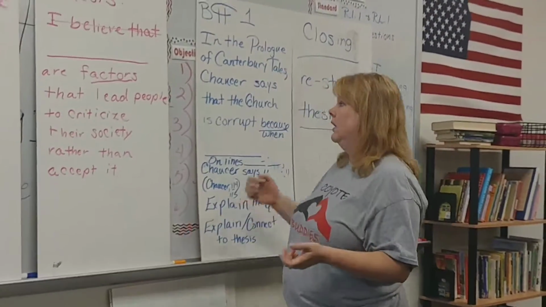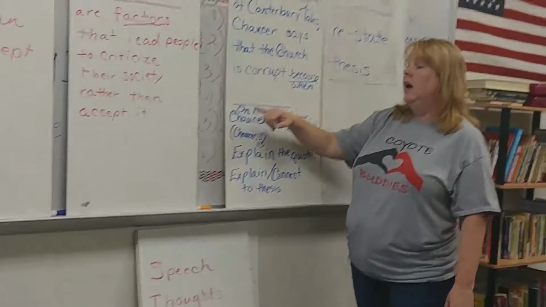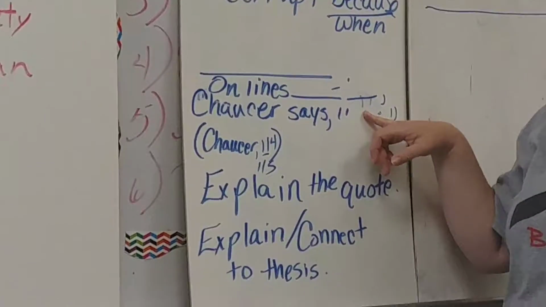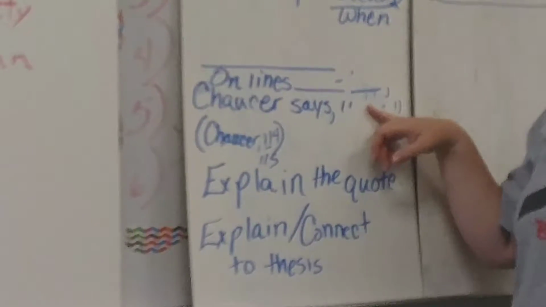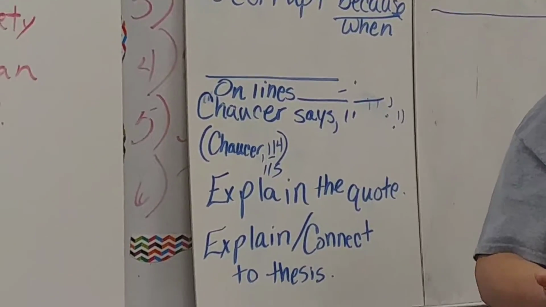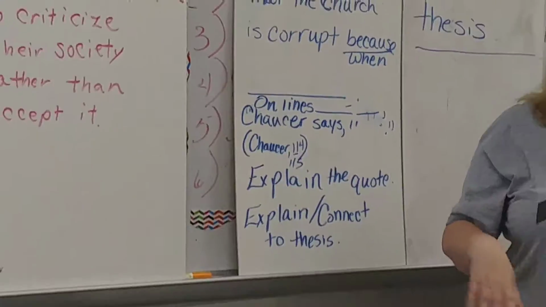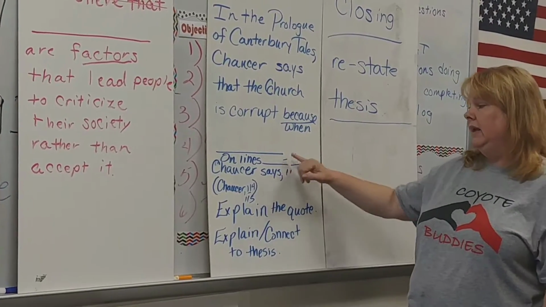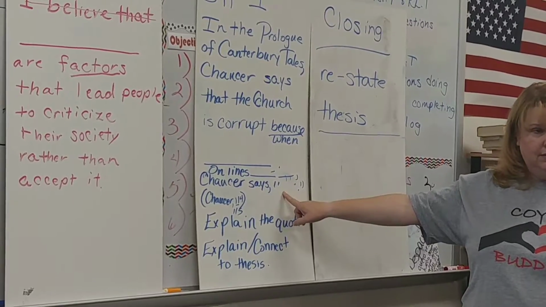Okay? So then for the second line, when we're talking about evidence, on lines blank through blank. Why do we need to put lines in there? So we can go back and look at it. And we need to what to our evidence? Cite it. We need to cite our evidence. So we need to say where we got our stuff, right? So in the prologue, on lines blank through blank, Chaucer says, and you put in your quote.